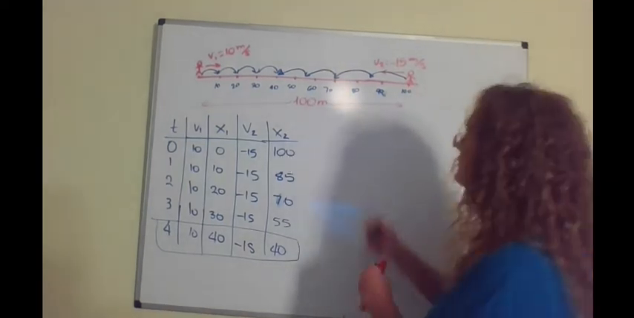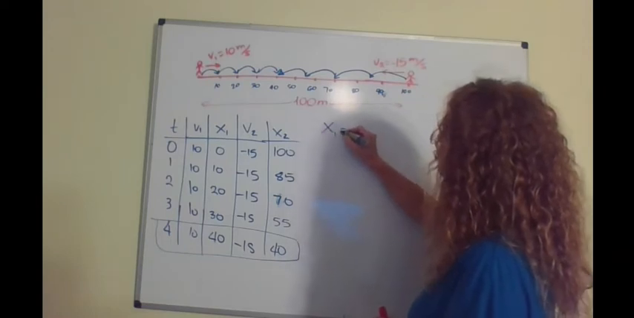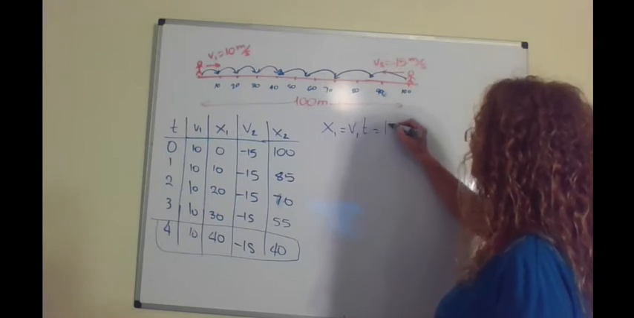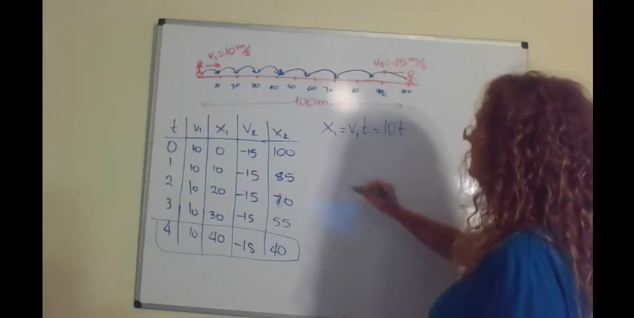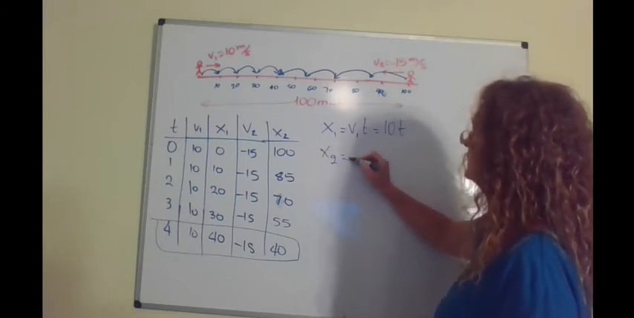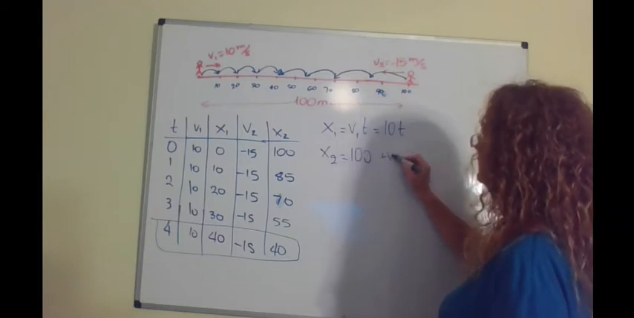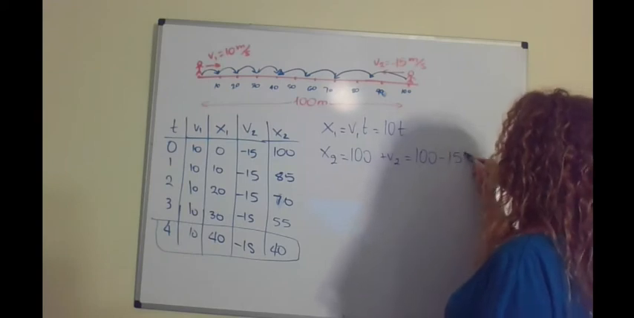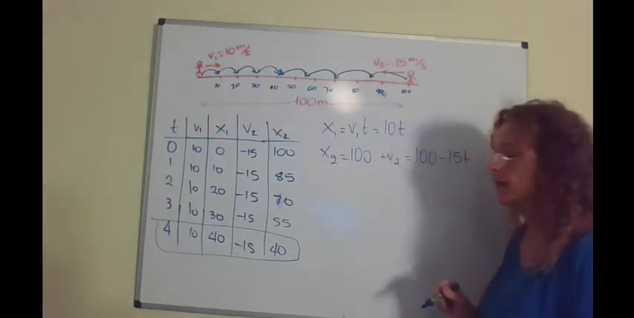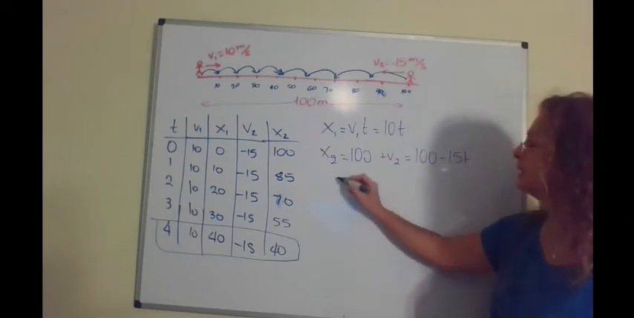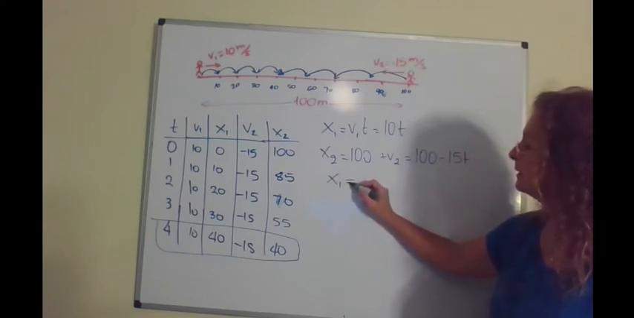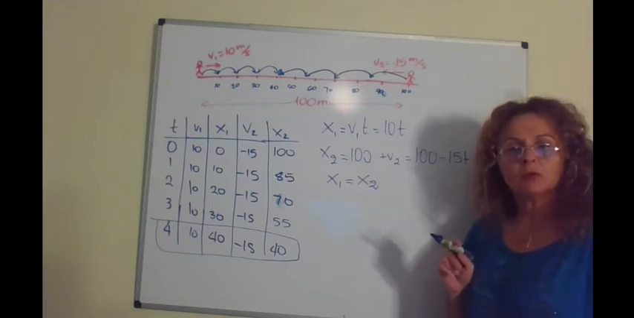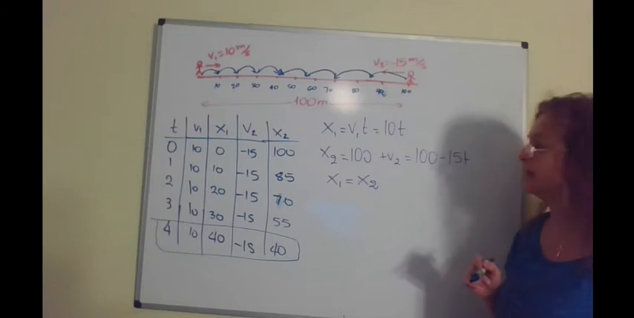Now for the first one, I know that it's v1t, and v1 was 10 meters per second. Now for the second one, it was 100 plus v2, which means it's 100 minus 15t. And I do know that they need to meet. Their final position should be the same, so they need to meet.